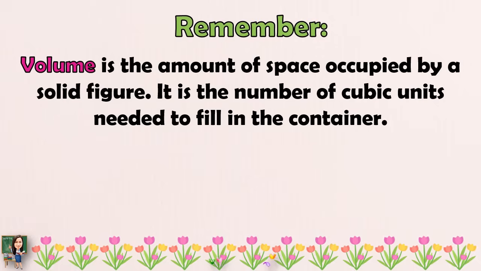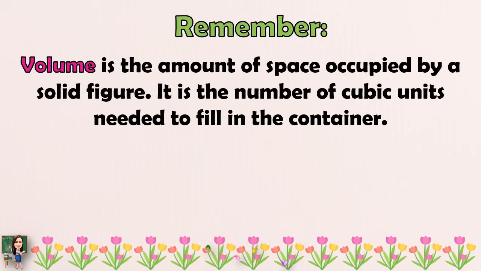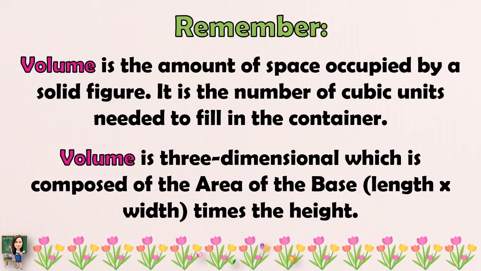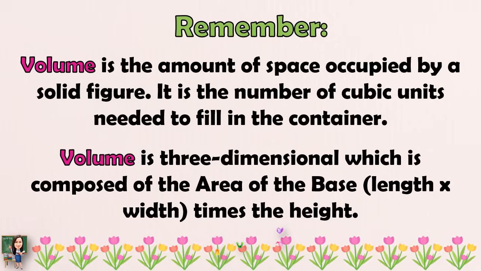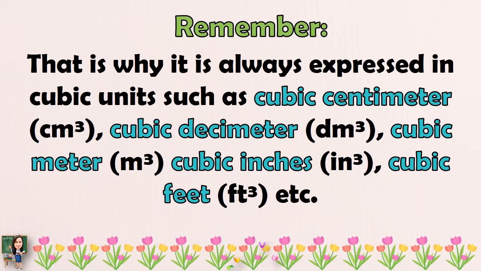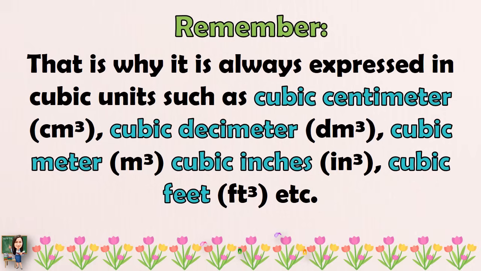Remember, volume is the amount of space occupied by a solid figure. It is the number of cubic units needed to fill in the container. Volume is three-dimensional, which is composed of the area of the base, which is length times width, times the height. That is why it is always expressed in cubic units such as cubic centimeter, cubic decimeter, cubic meter, cubic inches, cubic feet, etc.